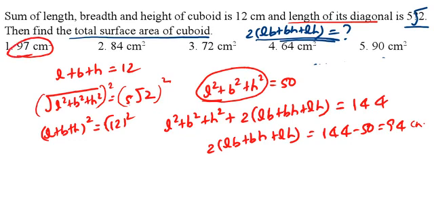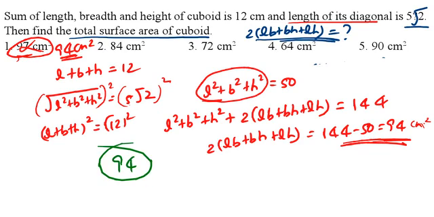This is wrongly given, you have to correct it. Total surface area of cuboid, 2 of LB plus BH plus LH, is 94 centimeter square. Option 1, it is 97, that is a printing mistake. So, you take it as 94. So, 94 centimeter square is the correct answer, which means option 1 is the correct answer. See the next question.